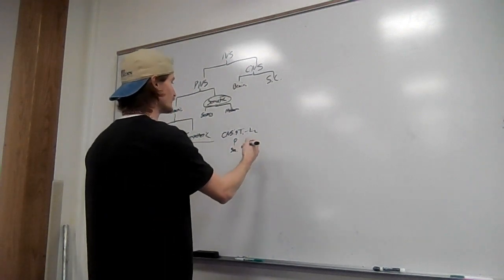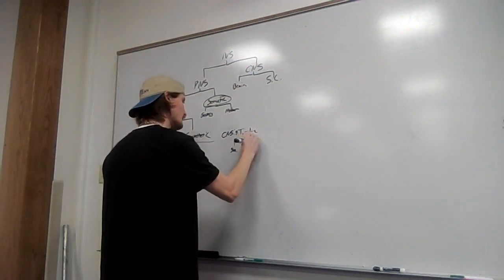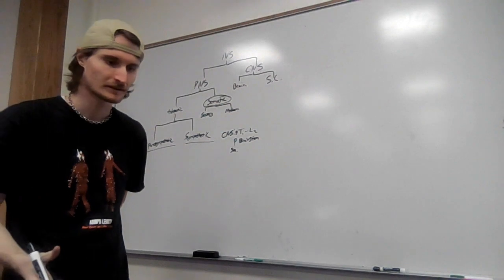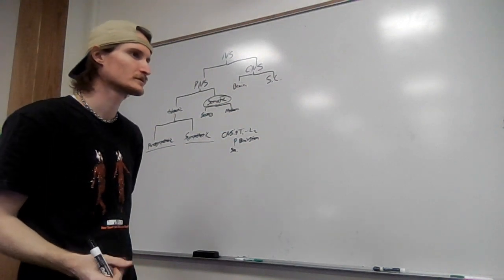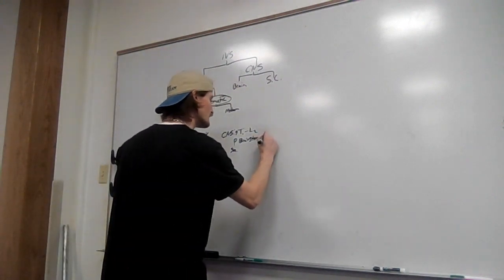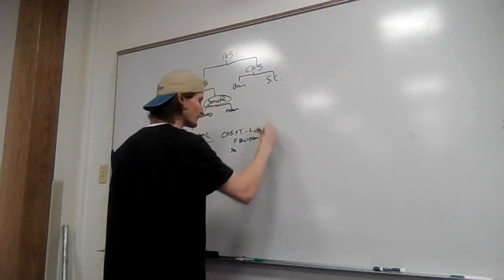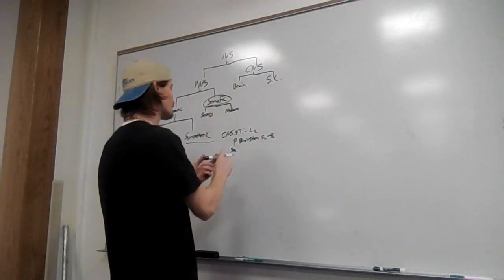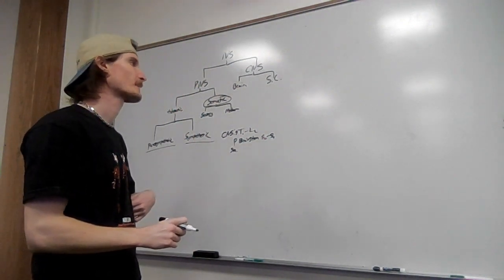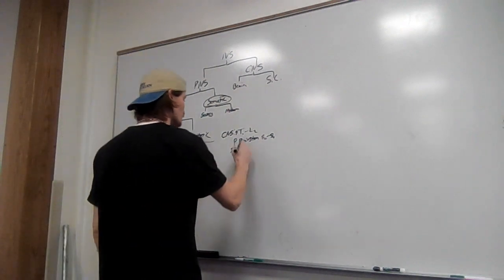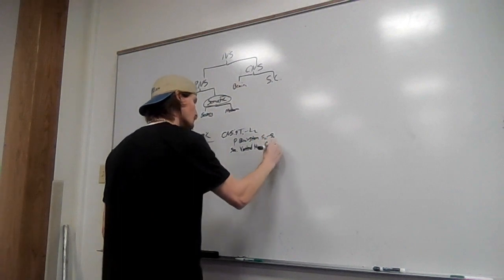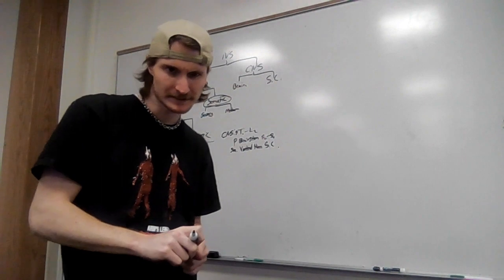For parasympathetic, it is your brain stem, and also the very bottom of your spinal cord. I don't remember what it's called down there, but I'm pretty sure it's S2 through 4. That's where your parasympathetic comes from. And your somatic is going to be the ventral horn of your spinal cord.